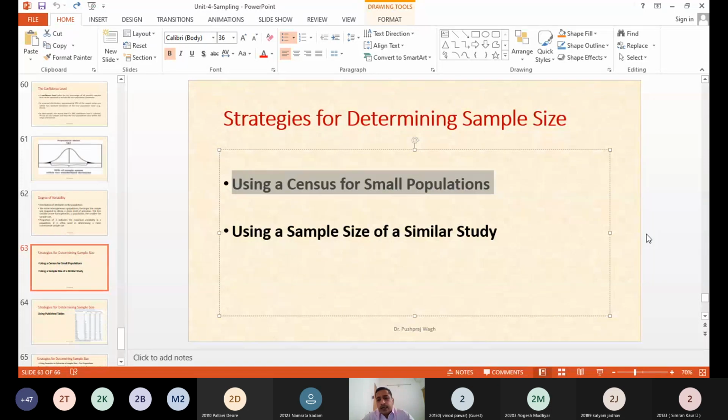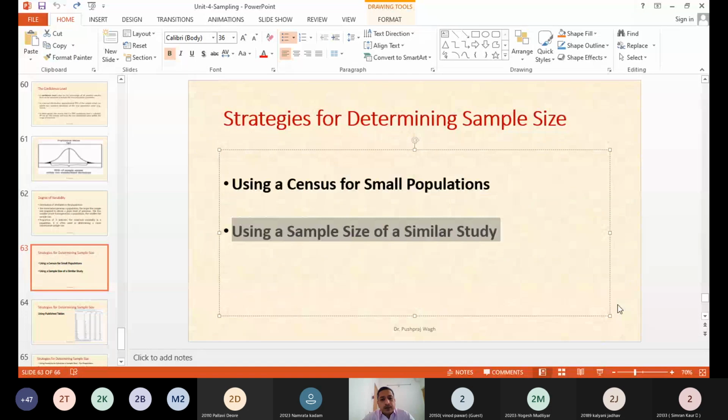The second strategy is using the sample size of a similar study. If other researchers have done a similar study to the one the researcher is conducting, then he can use the sample size which the other researchers have taken for their research. However, the errors they have incurred may also come into your study. That may be the disadvantage of this method.